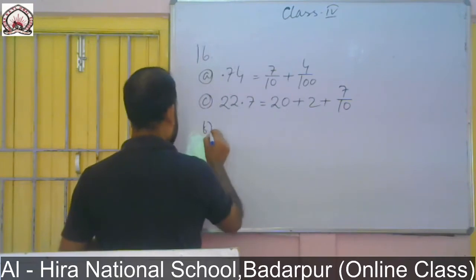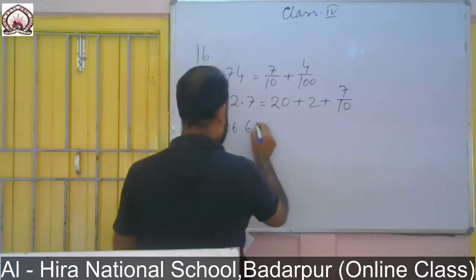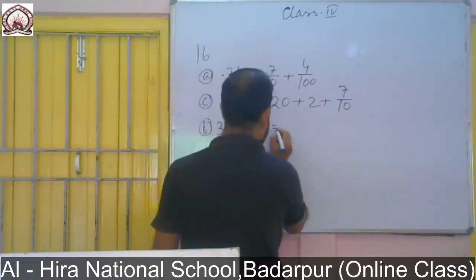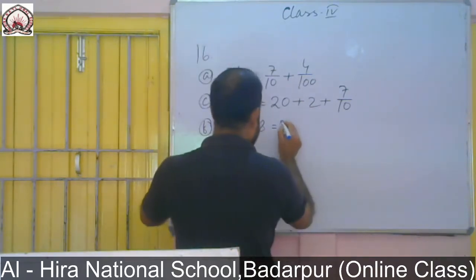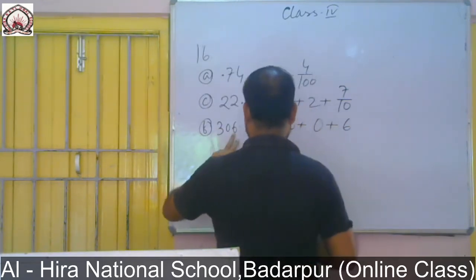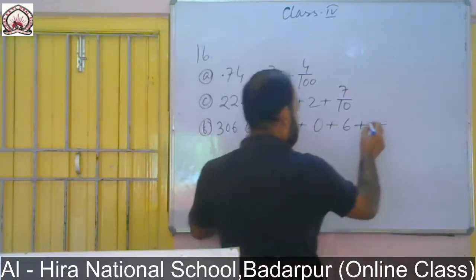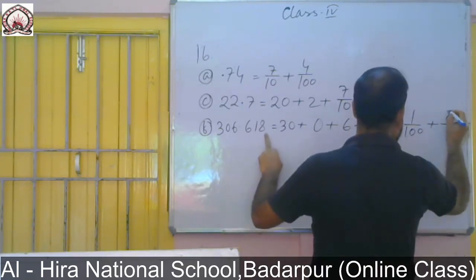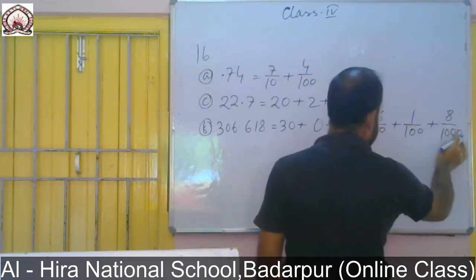Next question number F. 306.618. Here the place value of this 3 stands for 100, that means 300, plus 0 tens, plus 6 ones, then this 6 is in the tenth place. So 6 by 10 plus 1 by 100 plus 8 by 1000. So it is 6 tenths, 1 hundredth, 8 thousandths.